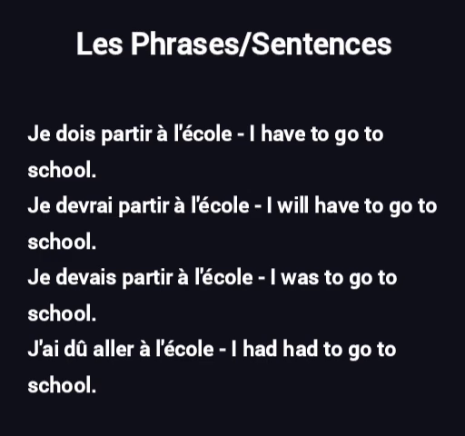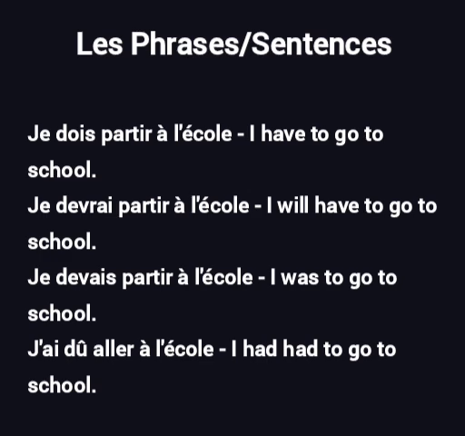Je dois partir à l'école. I have to go to school or I need to go to school. That's for present tense. Je devrai partir à l'école. I will have to go to school or I will need to go to school. Je devais partir à l'école. I was to go to school. So, note the different pronunciation.